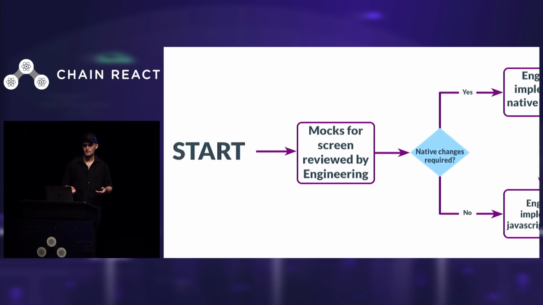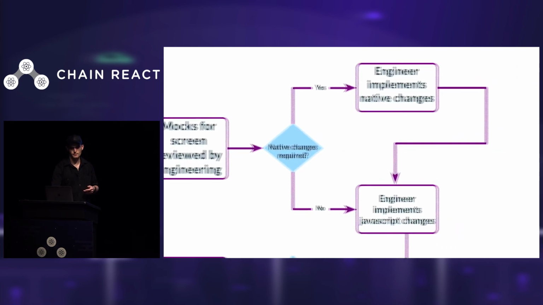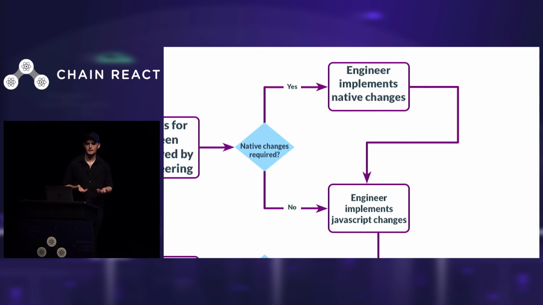Well, the first thing that we do is we'd probably get together and look over the mocks that have been designed by our designer. And we would just ask ourselves, hey, do we need to do any native work to support this new feature? And if the answer is yes, then Torben and Michael spring into action, and I stub out some events and continue on implementing my JavaScript or TypeScript or Flow React Native UI.